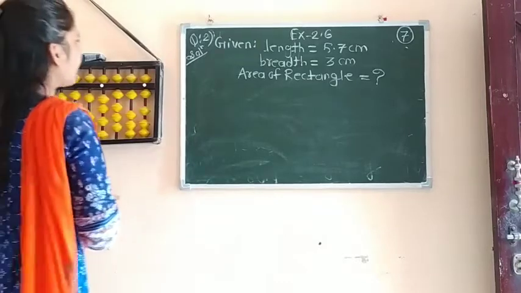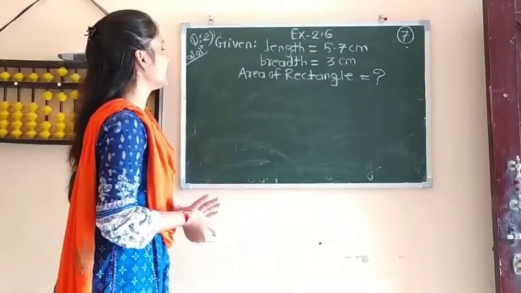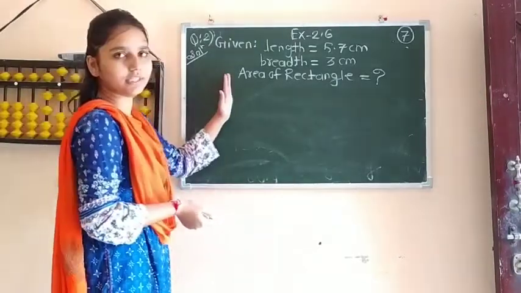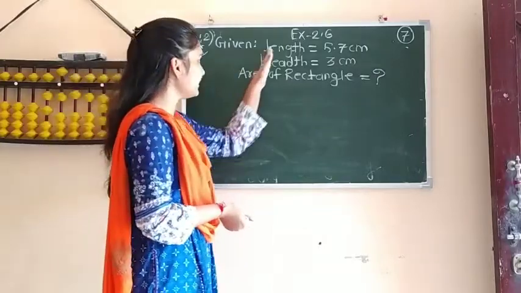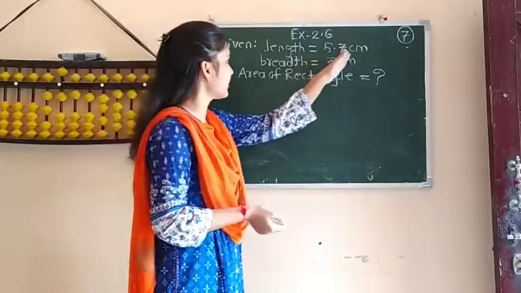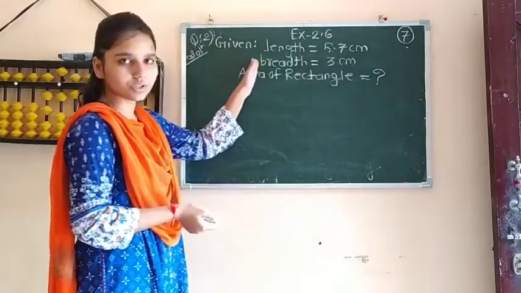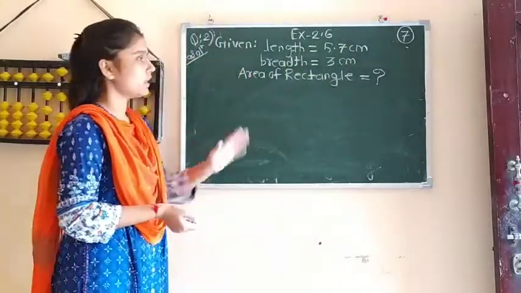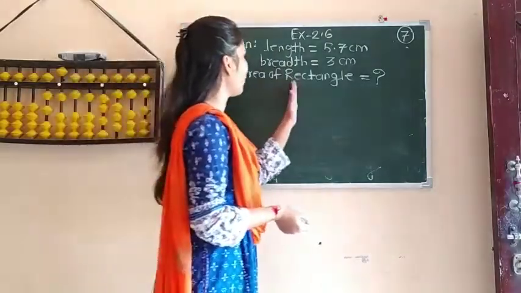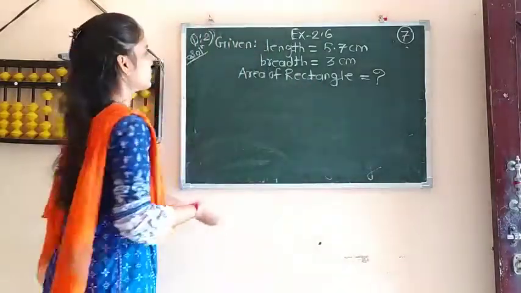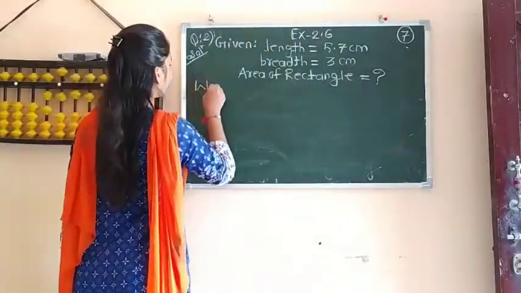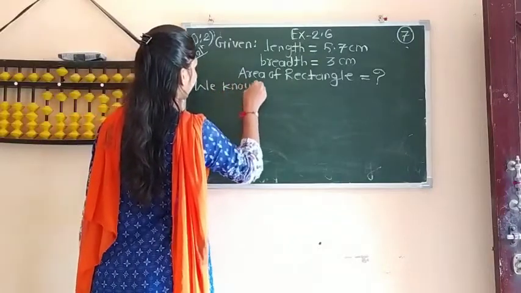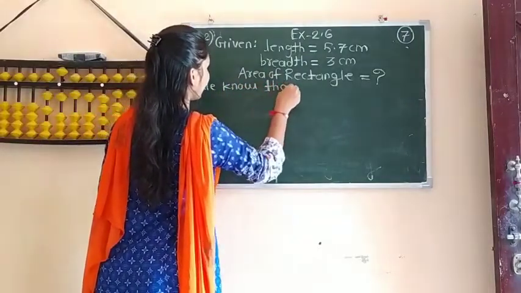This is the second example. It is a word problem. See, I have written the given things here. In this question, length is given to you, that is 5.7 centimeter, and breadth is also given to you, and that is 3 centimeter. And what is asked in this question is, you have to find the area of rectangle. Okay, so you have to write here the formula to find area of rectangle.